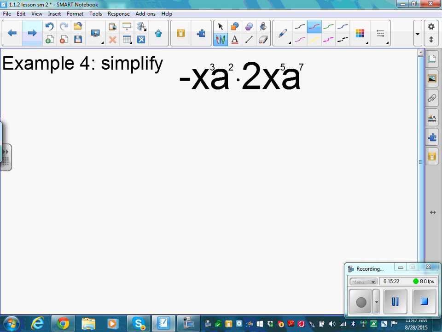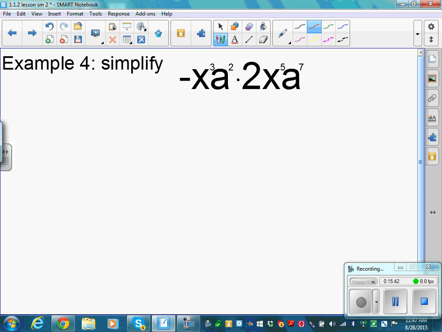Okay, looking at this one, negative x cubed, a squared times 2x to the 5th, a to the 7th. Let's go ahead and simplify this one. It really throws people off. This throws people for a loop. They look in front here and they say, oh, well, that negative must go up with the 3. No, that wasn't negative 3 in the top. It was just out in front.